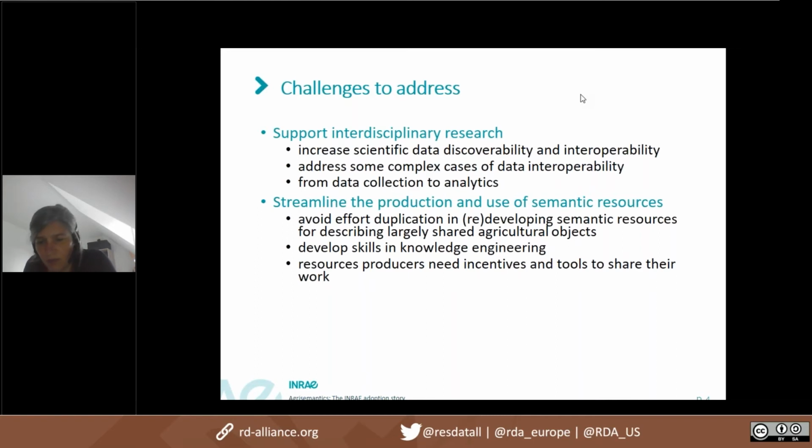Here are some roadblocks with using and developing these semantic resources that will help disambiguate the objects that we deal with. First, what we have as a goal is to avoid duplicating semantic resources, because they are very costly, and having specific semantic resources really prevents interoperability between information systems and data sets. So we have to organize this production and management of semantic resources.